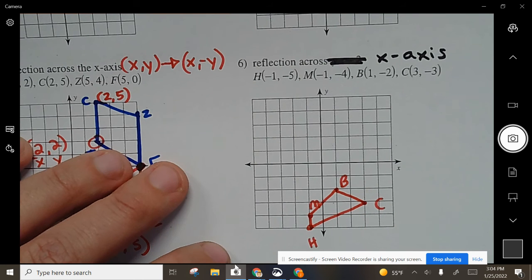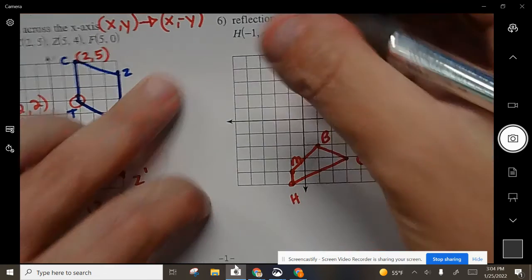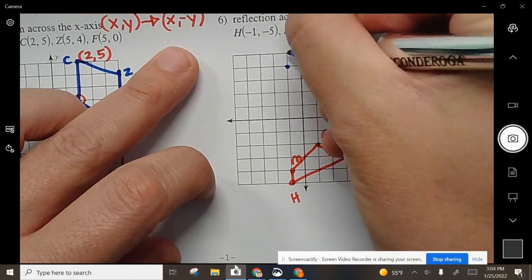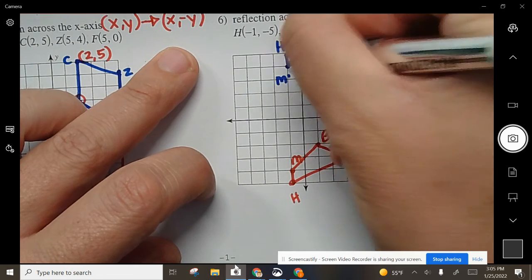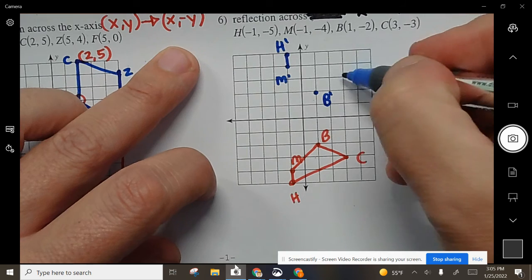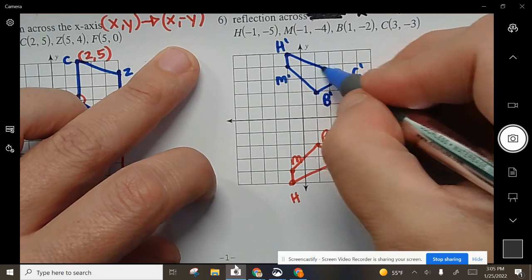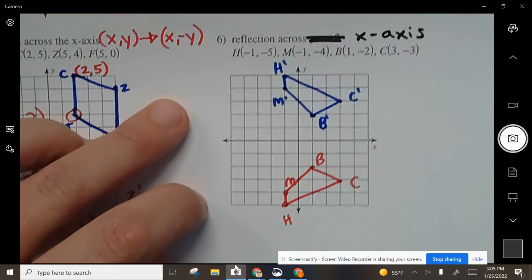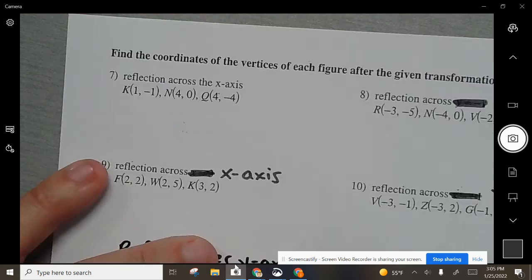All right, now this one is over the x-axis. Same idea. Go ahead and try to do this one on your own. This is 2 spots away. All right, and there you go for that one. Okay, now flip it over. I'm going to help you out with these rules again.